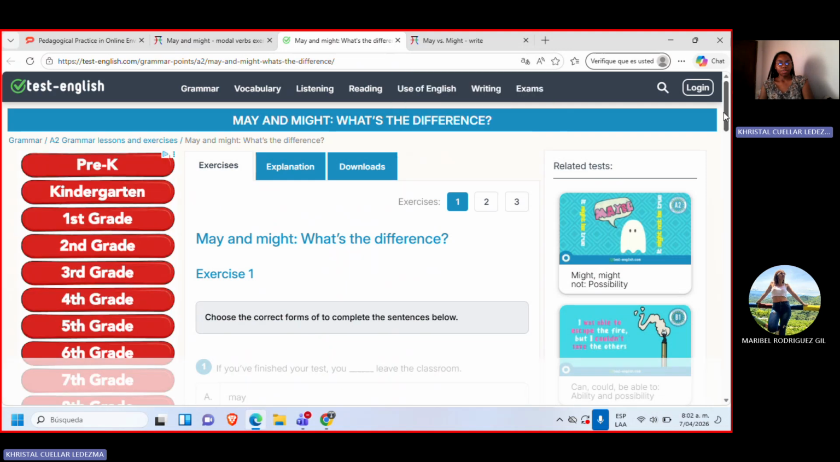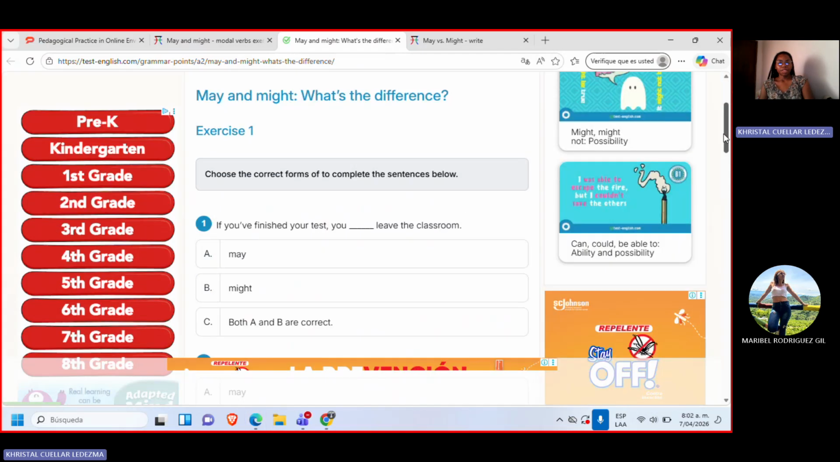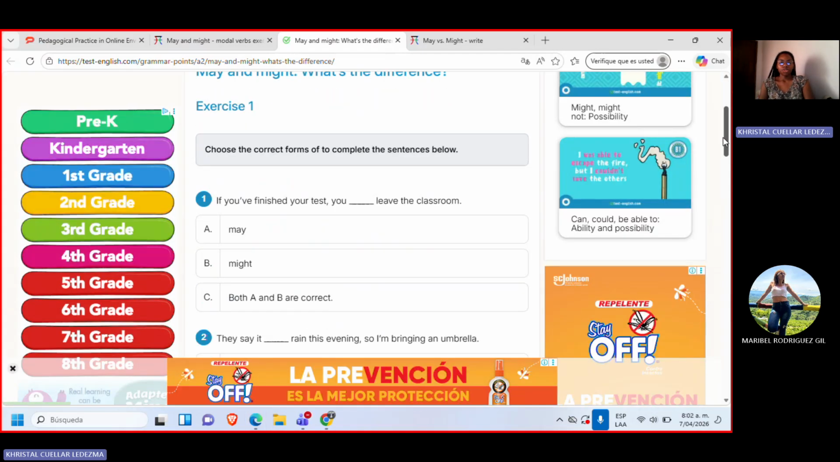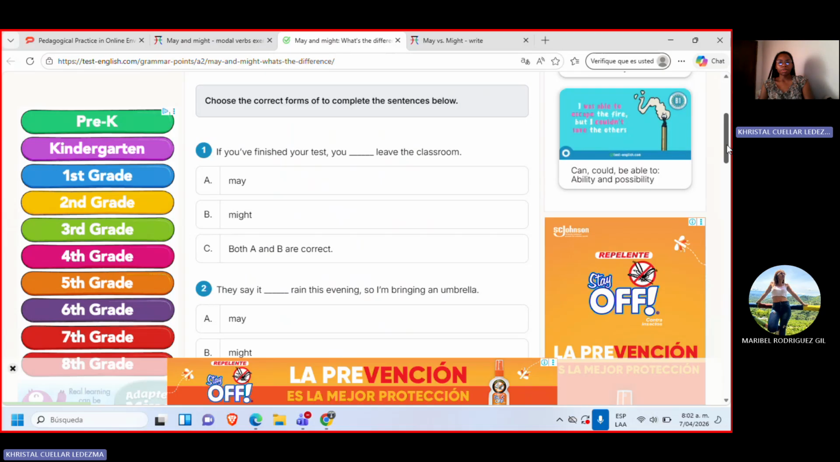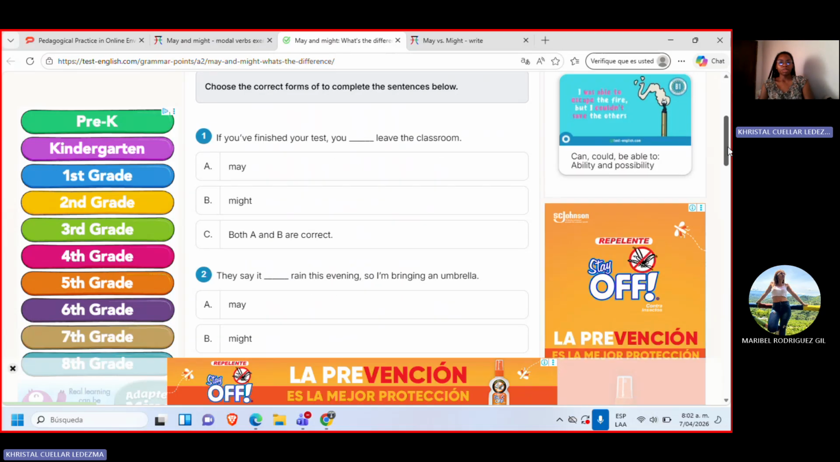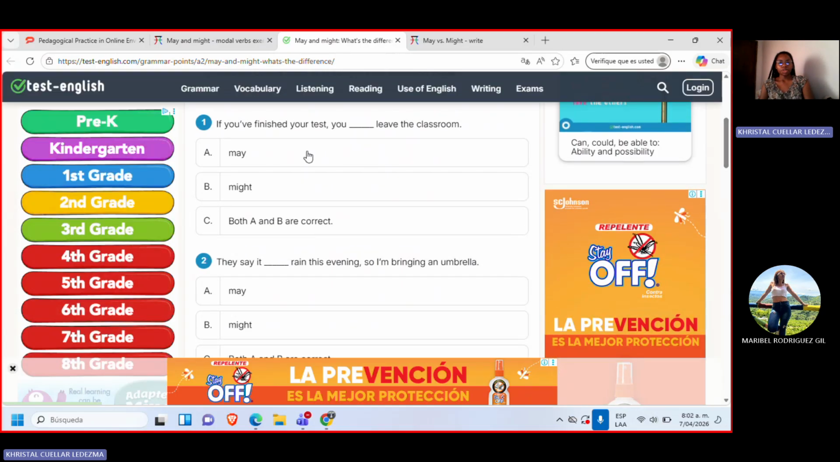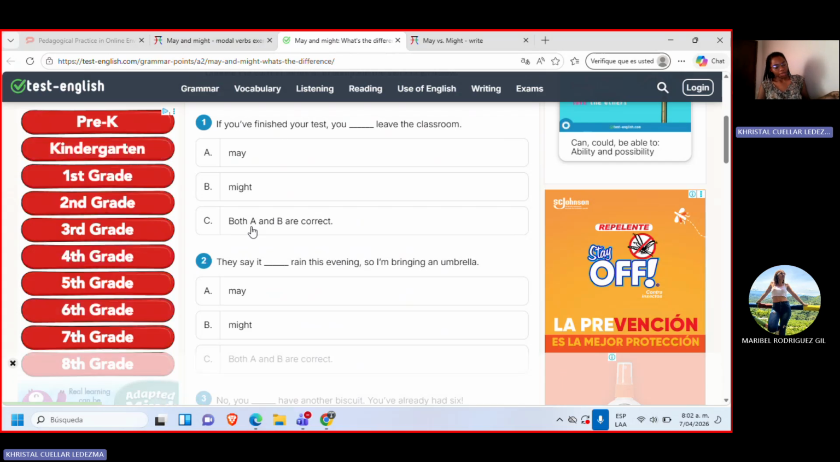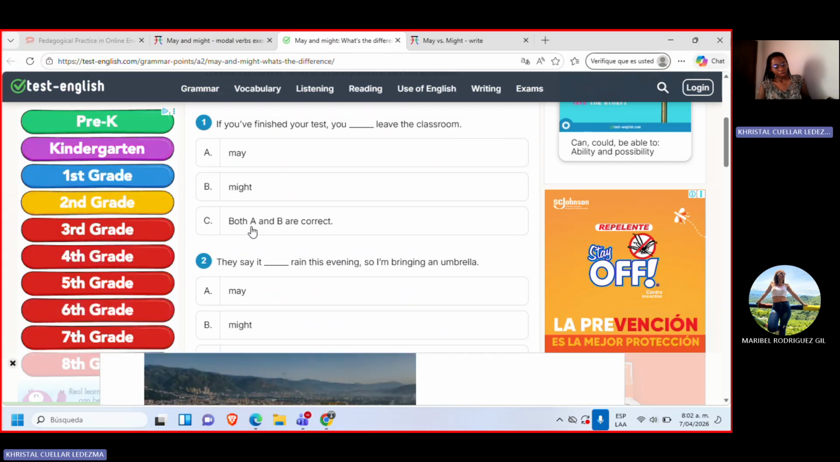Okay, may and might. What's the difference? Choose the correct forms to complete the sentences below. If you finish your test, you may leave the classroom, might leave the classroom, or both C and B are correct. What would it be?